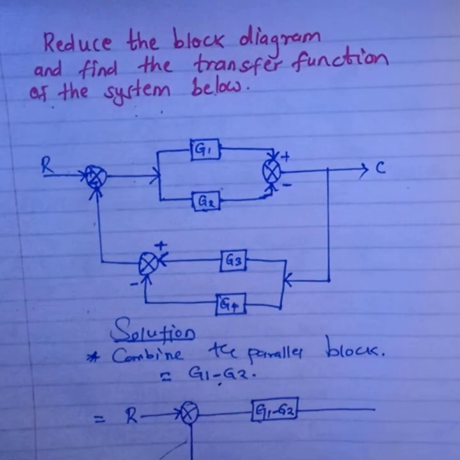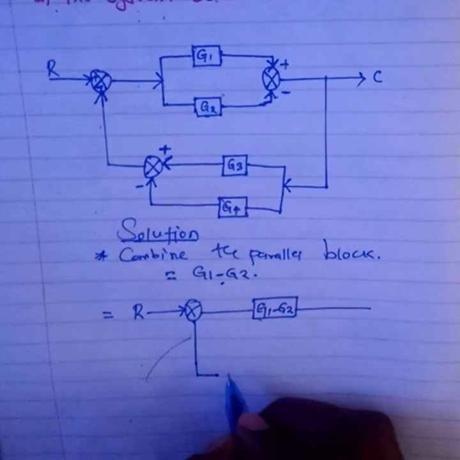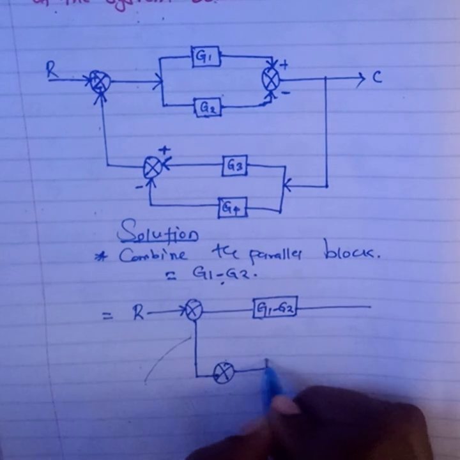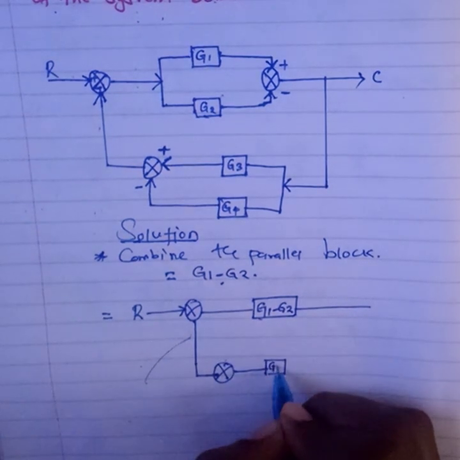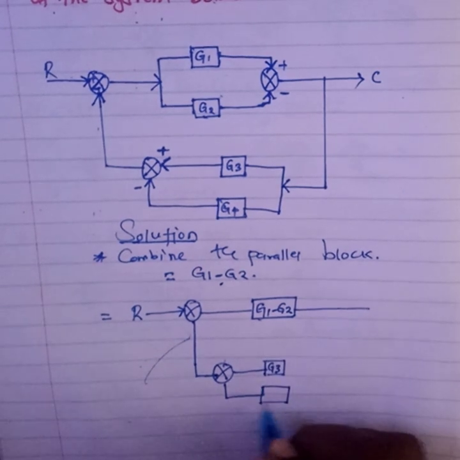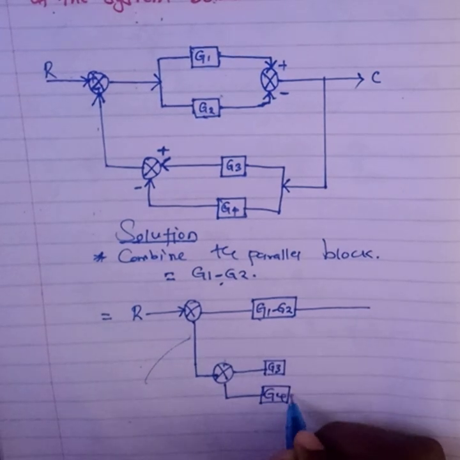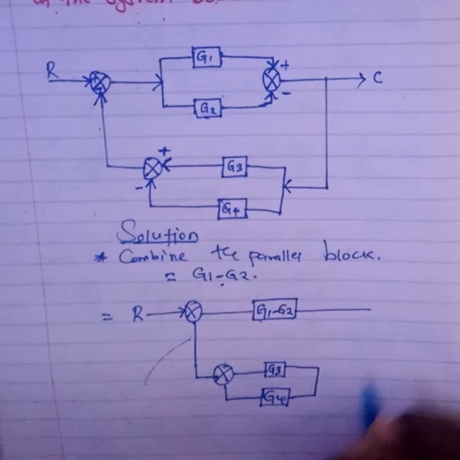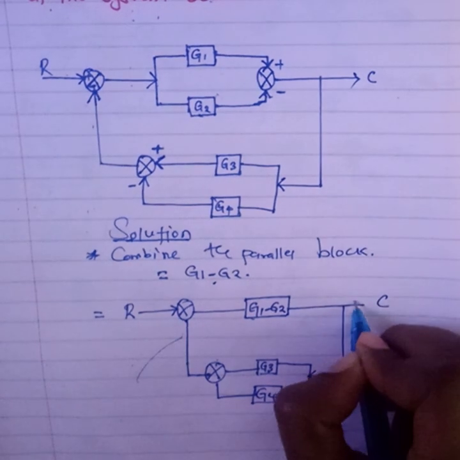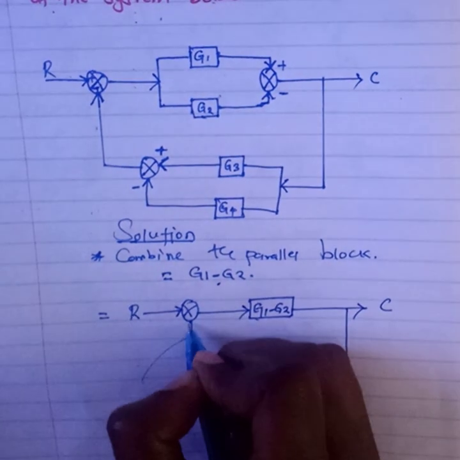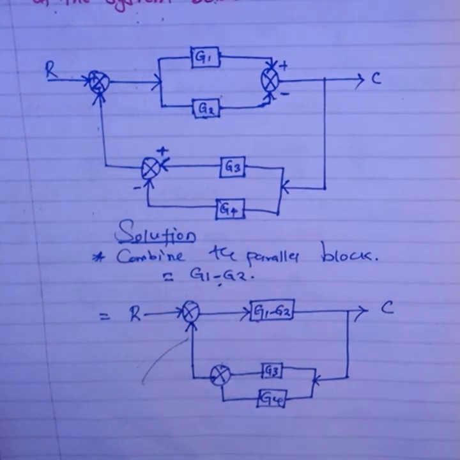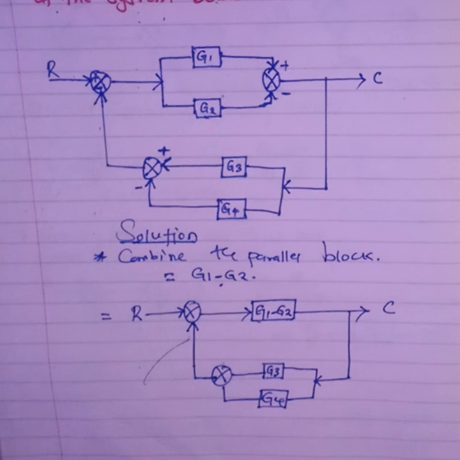This is a summing point like that. I have block G3. Then I have block G4 like that. This is my output C like that. So always ensure you indicate the arrows, so that you can know the direction of flow.